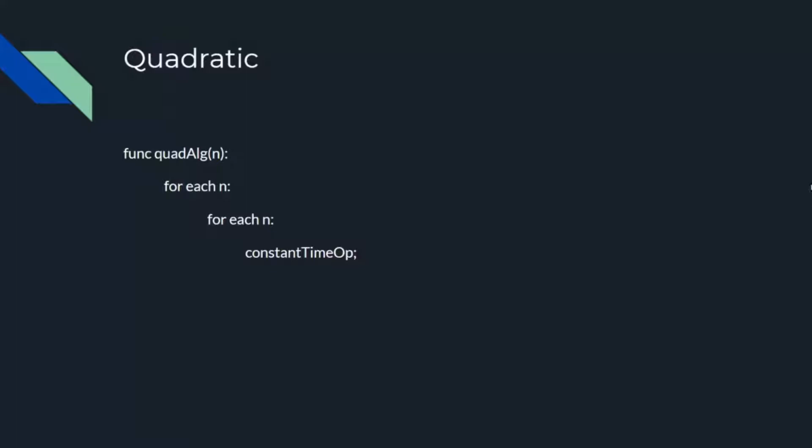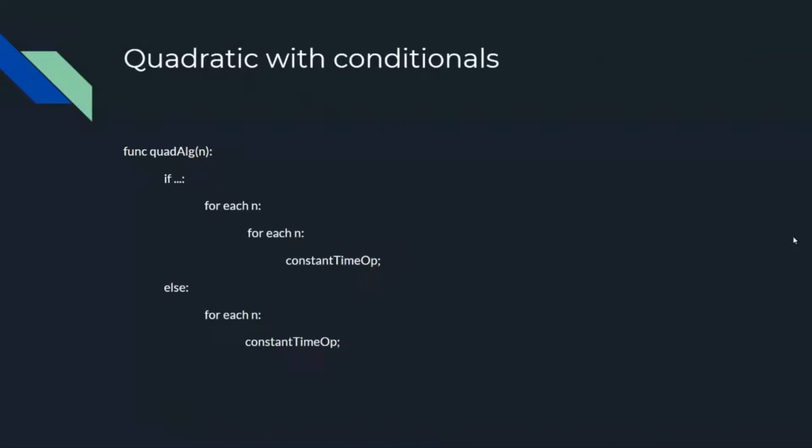Okay, and then we have quadratic here. So if we have the constant time operation inside 2 for loops, the first for loop is going to be of size n. So for every number, or for every size of n, you're going to have to run through another for loop n times inside that. So it is going to be run n squared times, which means quadratic.